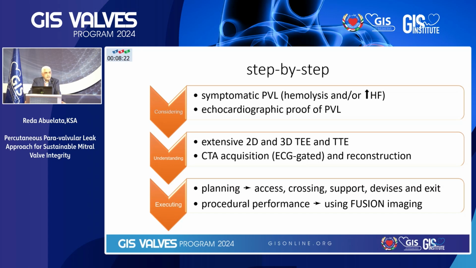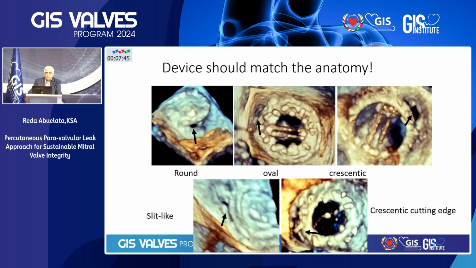To make a plan for a patient, we need to consider the symptoms, the indication, either hemolysis or worsening heart failure. We should have echo or hemodynamic proof of the paravalvular leak. Then proper evaluation and assessment of the problem with 2D and 3D, and sometimes CT can add. To execute this, we need to plan very carefully: the access, how to cross, how to support, which device to use, and also to identify the endpoint of the therapy.